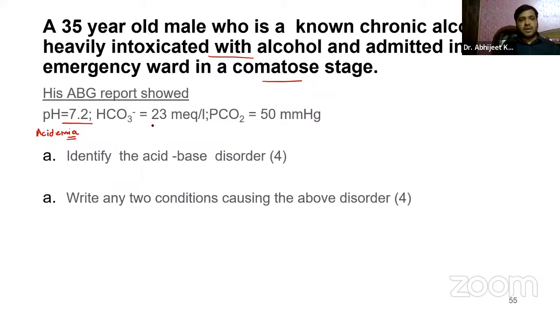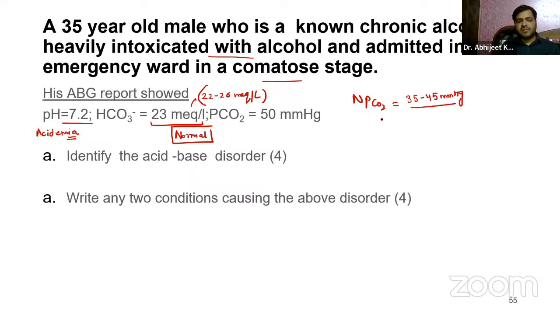Bicarbonate is 23. Now, guys, you already know bicarbonate is 22 to 26 milliequivalents per liter. You can very well see it is 23, so it is not altered. I will basically say it is normal, guys. Now, when I say PCO2, you already know it is slightly increased. The normal PCO2, guys, is approximately 35 to 45 mm Hg.